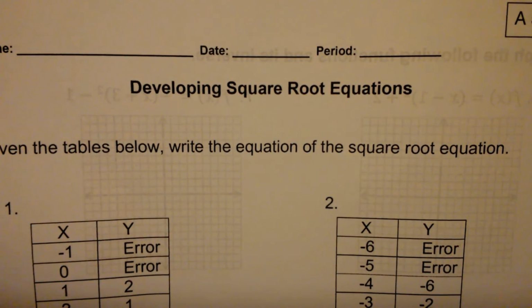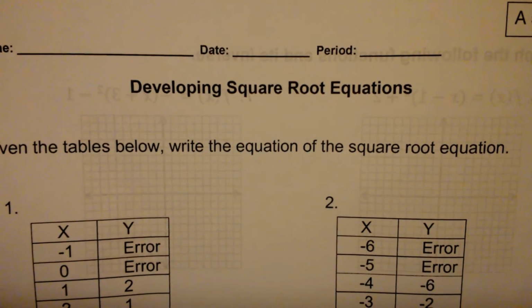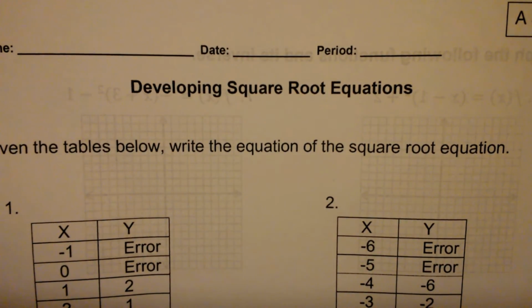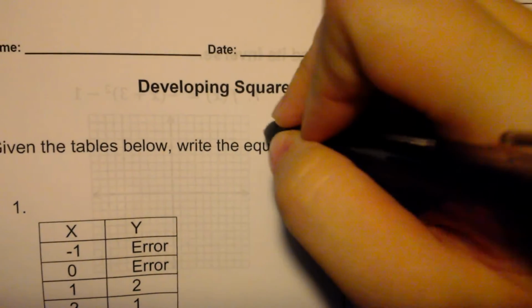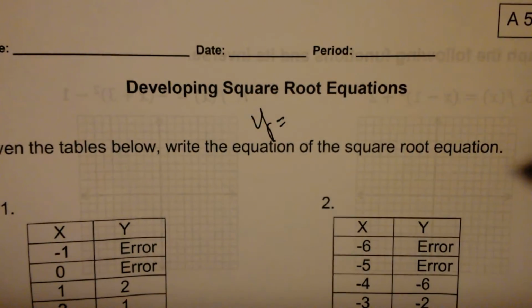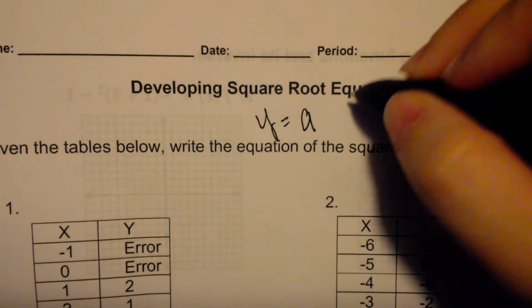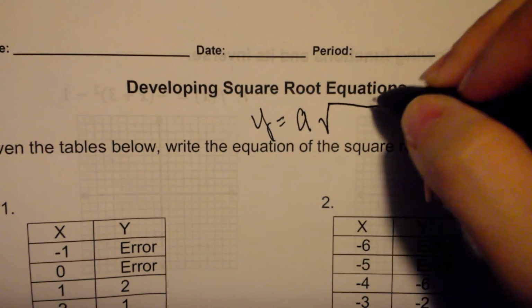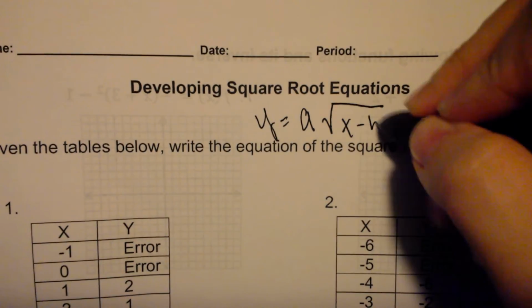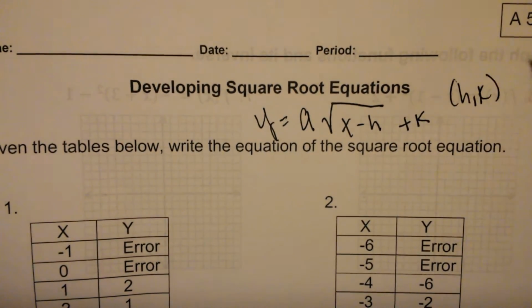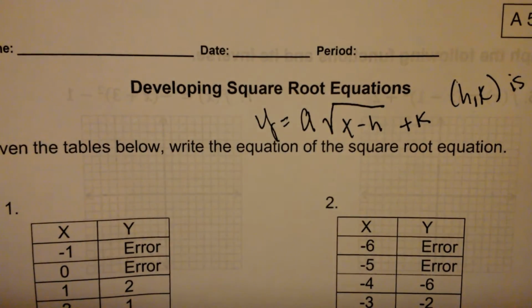Okay, so this one's 5.3, developing square root equations. It says, given the table below, write the equation of the square root. The equation for a general square root function is y equals a times the square root of x minus h plus k, where (h, k) is a starting point.